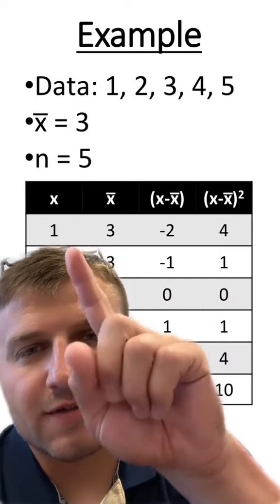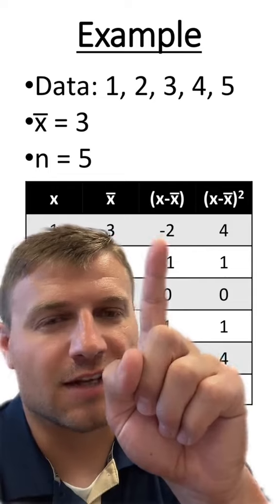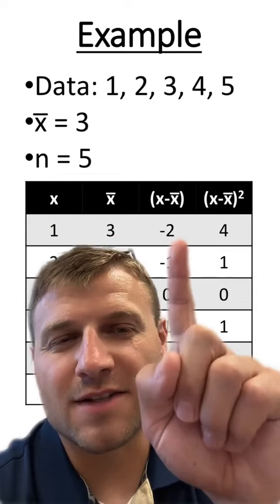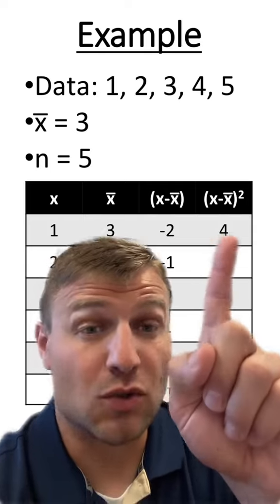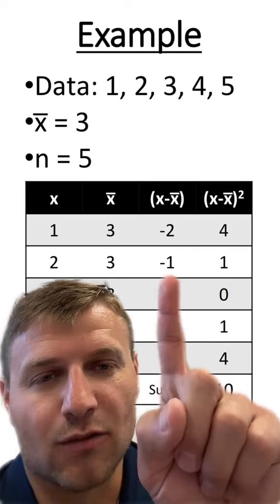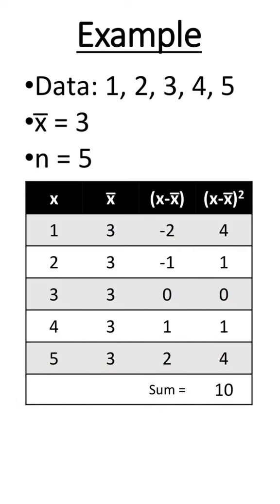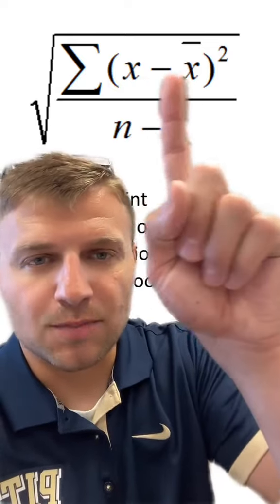So what you have to do is take each data point and subtract the mean from it. In this case, 1 minus 3 is negative 2. Then you have to take each one of these numbers and square it. So negative 2 squared is 4. And as you can see, we did this for each number. 2 minus 3 is negative 1, squared is 1. 3 minus 3 is 0, 0 squared is 0, so on and so forth. So again, we're basically just doing this part right here.